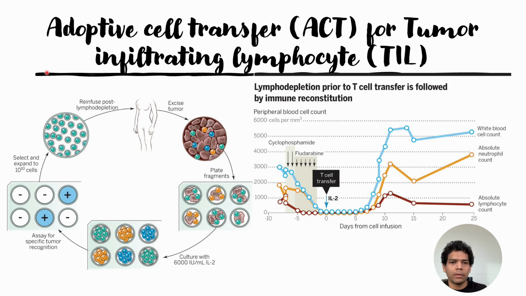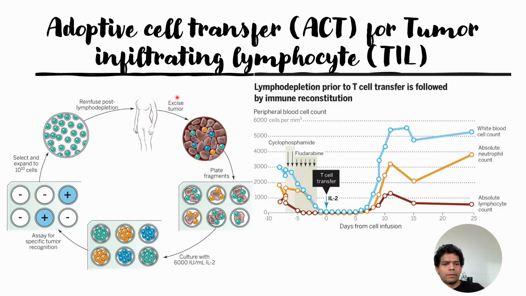Today we will discuss adoptive cell transfer therapy using tumor infiltrating lymphocytes. In this case, the idea is to use autologous TIL, or tumor infiltrating lymphocytes. This means that these lymphocytes will be taken from the same patient.